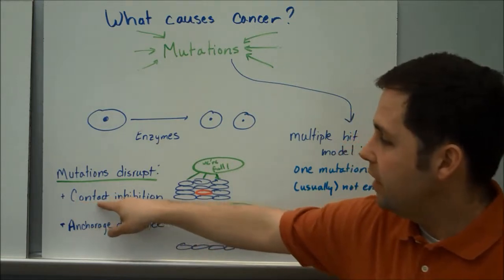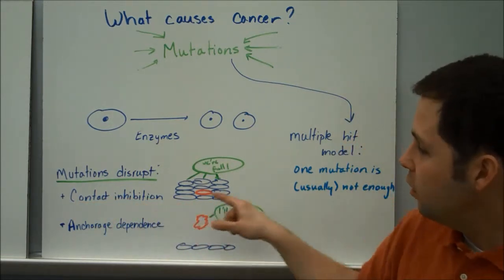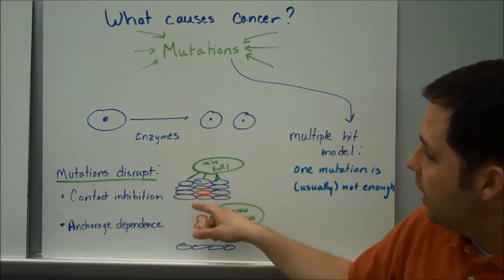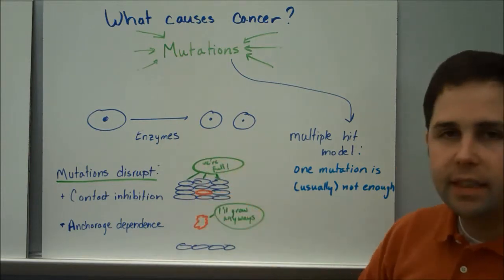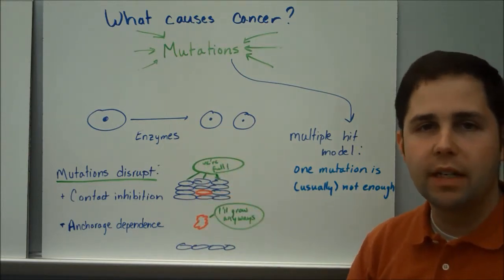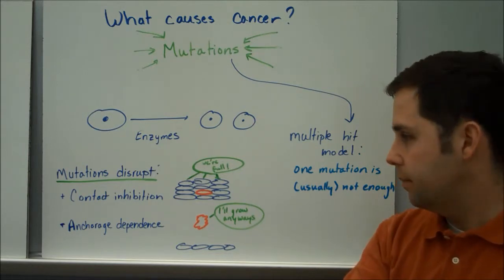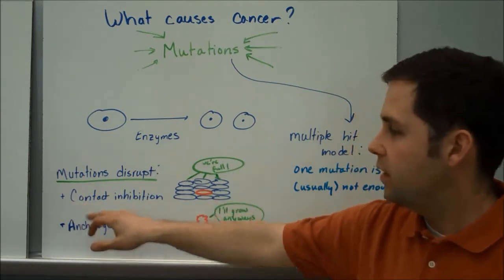However, sometimes these mutations can disrupt this contact inhibition. So even though all of these blue cells are saying we're full, the red cell still divides, continues to grow. As it grows and grows, it's going to form a tumor. All right, so that's one effect that mutations can disrupt.